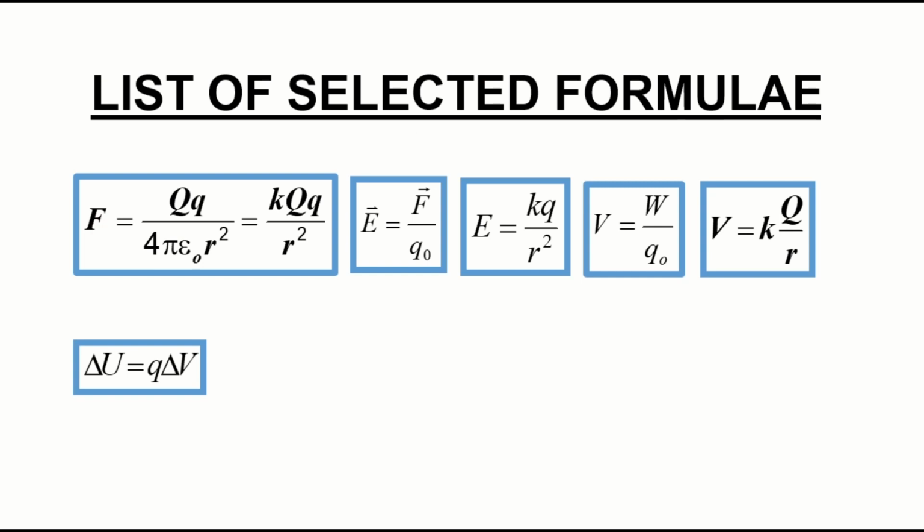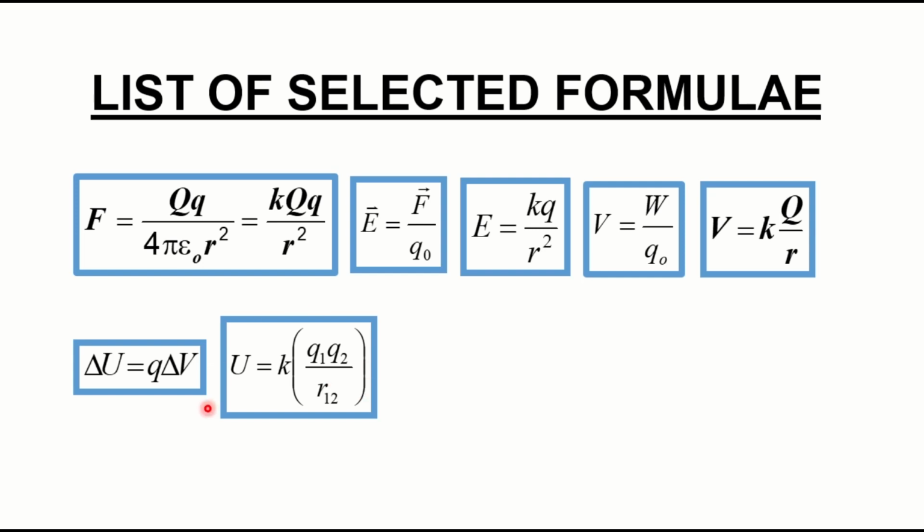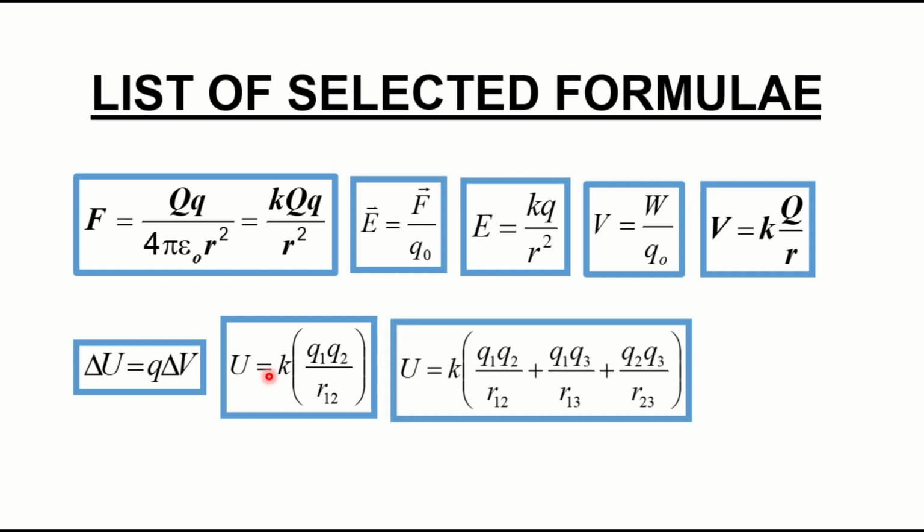Next, we have the change in potential energy, followed by potential energy. This is when you calculate the potential energy between two charges. So you have Q1 and Q2, then you can use this formula. But if you have more than that, then you can use this formula. So this is the potential energy between charges. And the final formula is electric field strength. So these are the formulas that we're going to discuss today, from chapter 1.